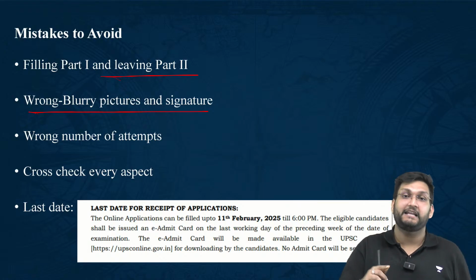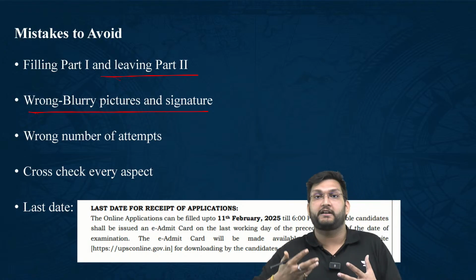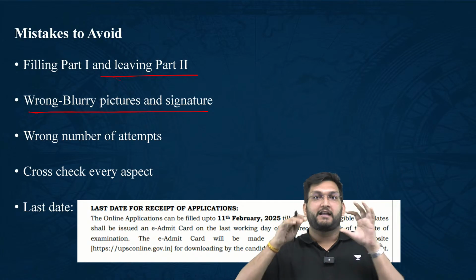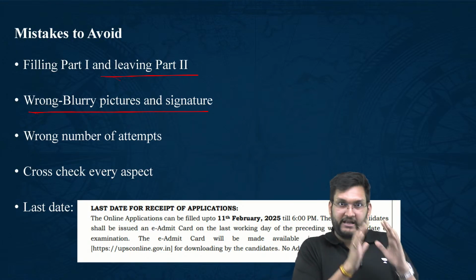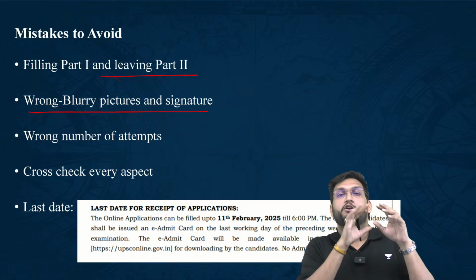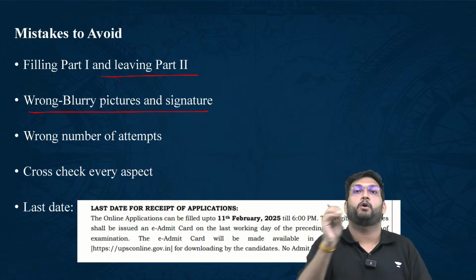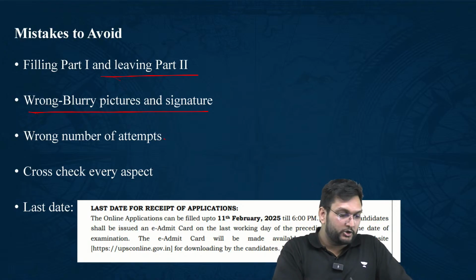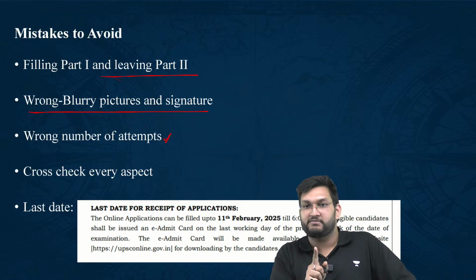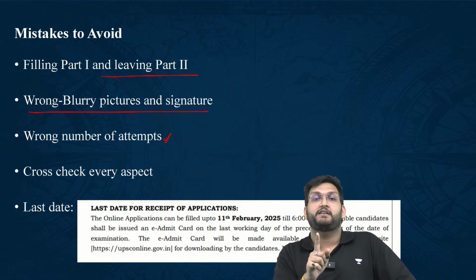Keep these things handy. Don't start to scramble for them once you have opened the form. Good signature, less than 10 KB. Good picture with the rules I'm going to tell you, so that it is handy. Just have to upload. Keep a scanned copy of your Aadhaar and voter ID handy, which again has to be uploaded. Don't fill up the wrong number of attempts, and cross-check everything.